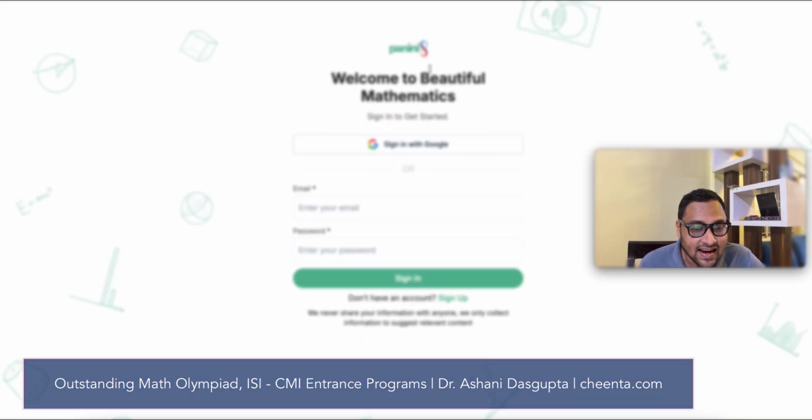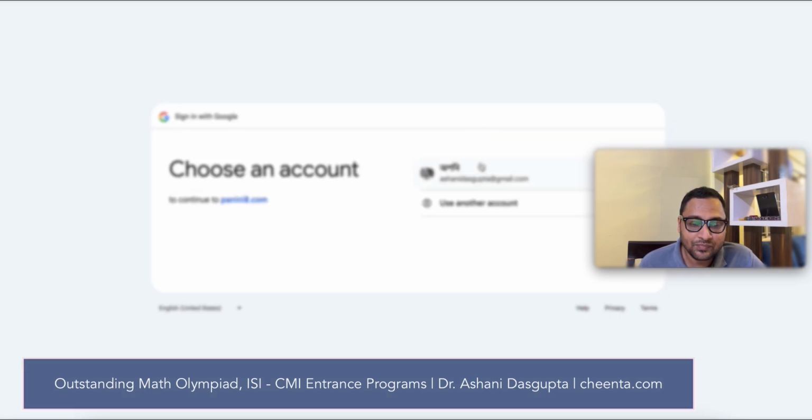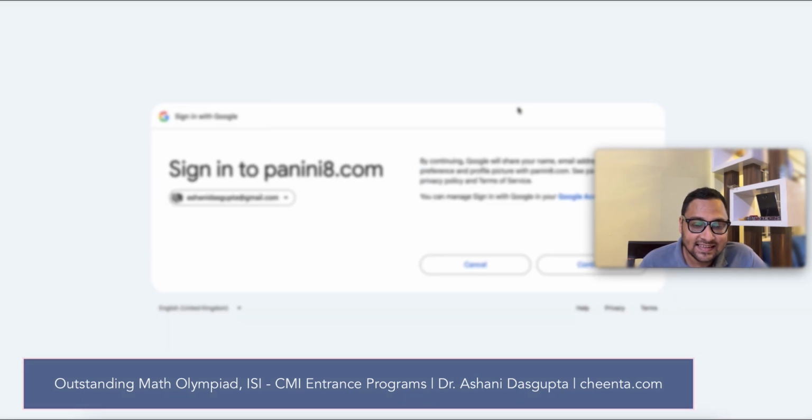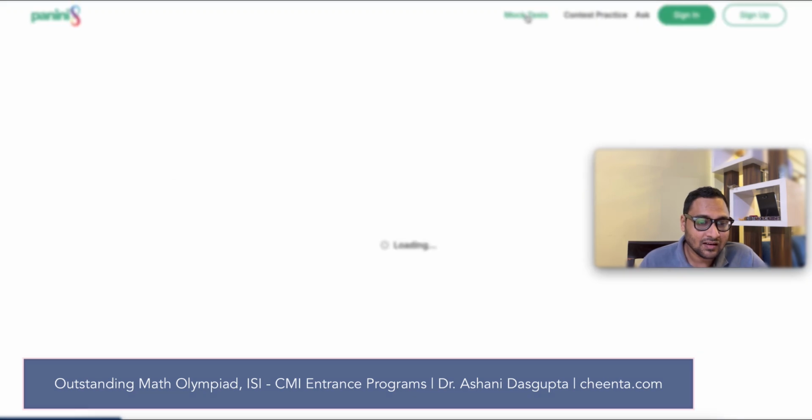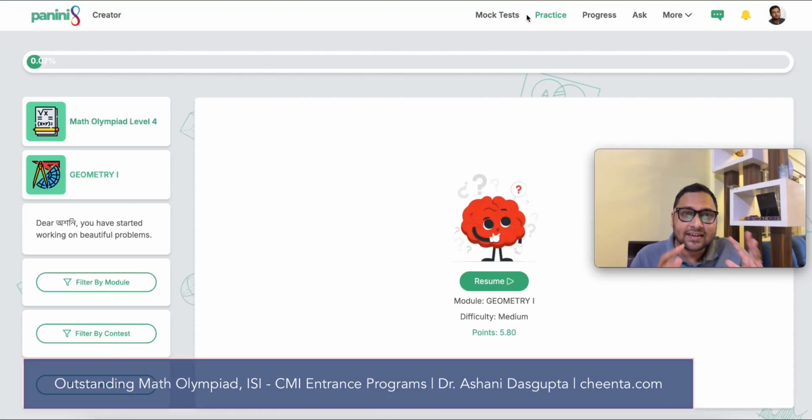I can sign in with my Gmail account. So I'll just click on sign in with Google. And once I sign into the system, this is the interface. So it directly gives you a problem. It starts with a problem.